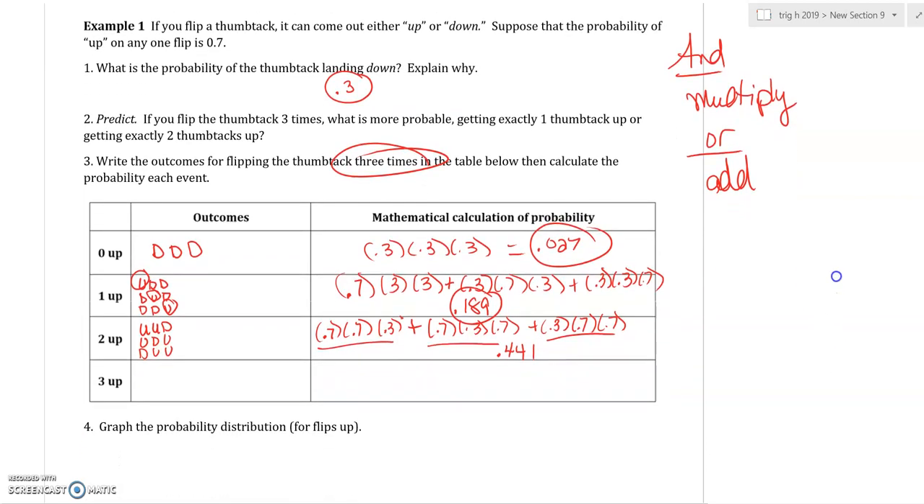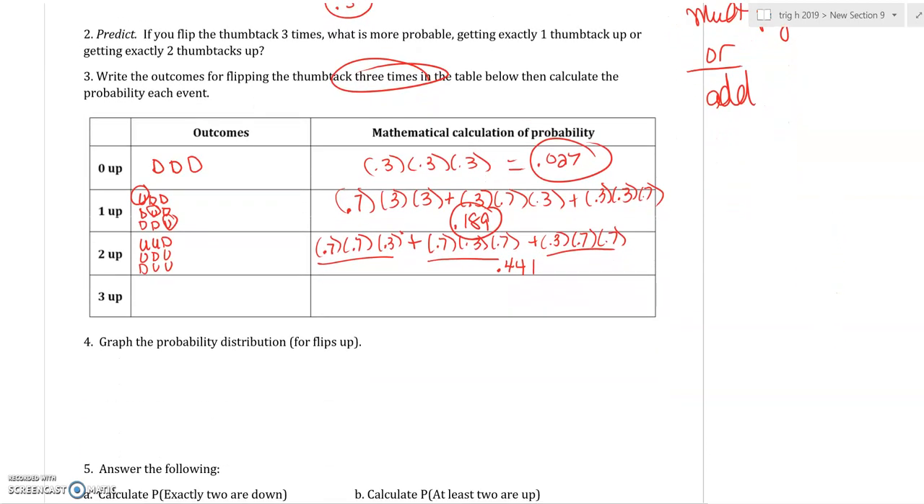Okay, next outcome that could happen, we could have 3 up. So it would be up and up and up. So there's only one way to have up, up, up. And I typed that into my calculator, I get 0.343.